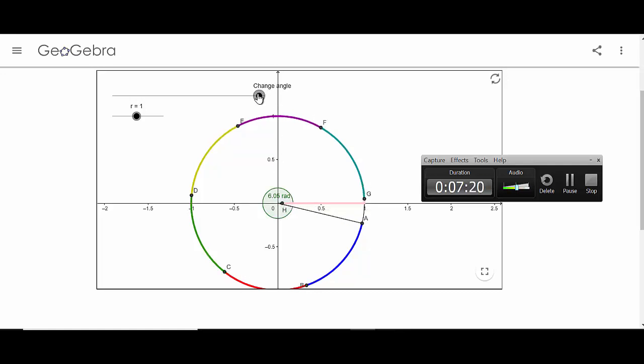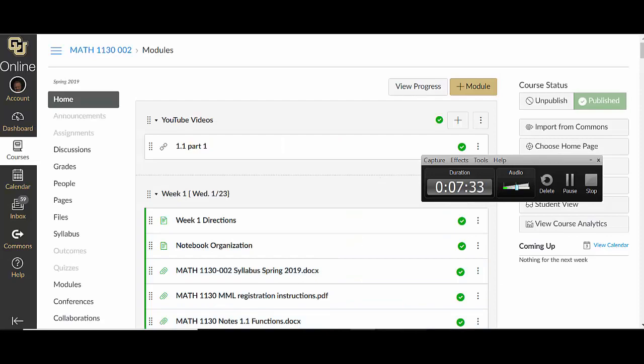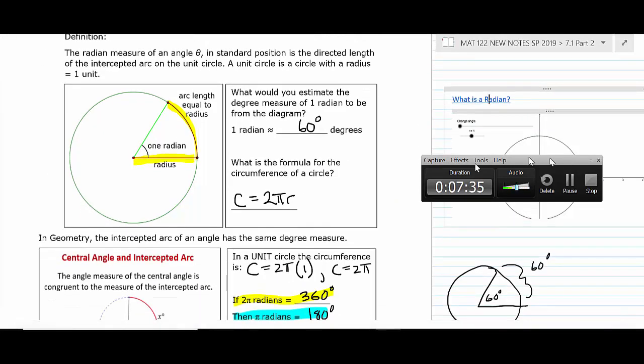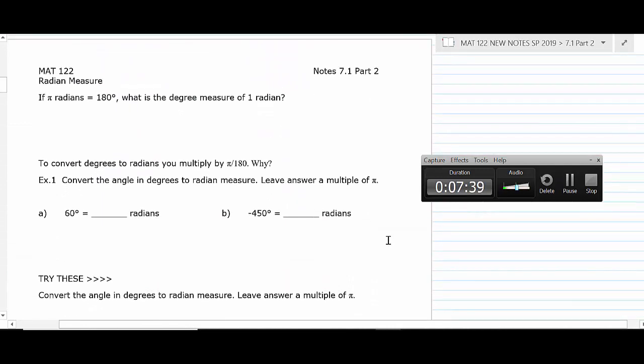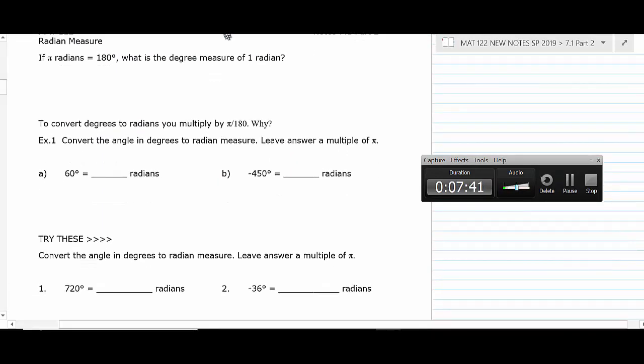And notice that 6 radians is almost 360, okay? So if pi is 3.14, 2 pi is about 6.28. So think about that a little bit, and that kind of helps give you an idea of what we mean by radian measure. Okay, so moving on to the next page.